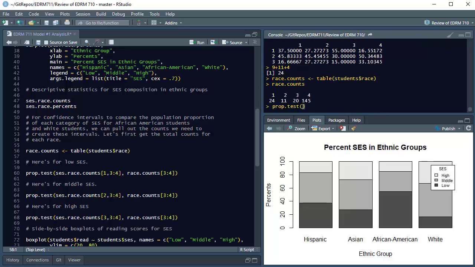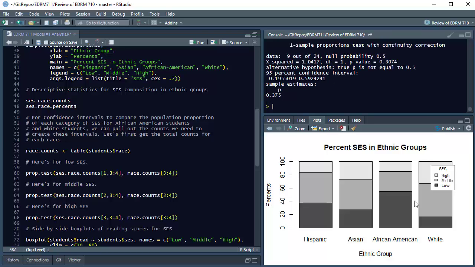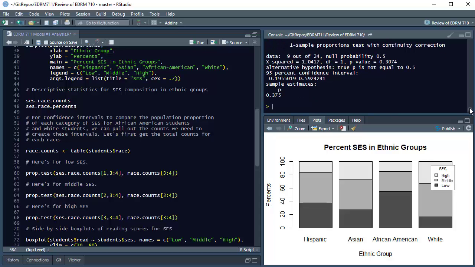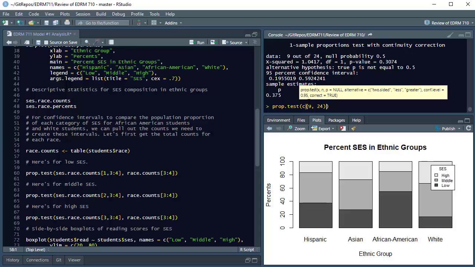And I have to combine those together into what we call a vector, and we do that with the C command, which means concatenate, but you can think of it as combined. So when I did one proportion, if I was doing only a single proportion, like just Hispanic low SES, I would have put in 9, and then I would have put in the total number Hispanic at 24, and there I would have had my confidence interval. But what I'm wanting to do is the difference in proportions. So I'm going to have prop test. I'm going to put in 9 and 24 for Hispanic and white.